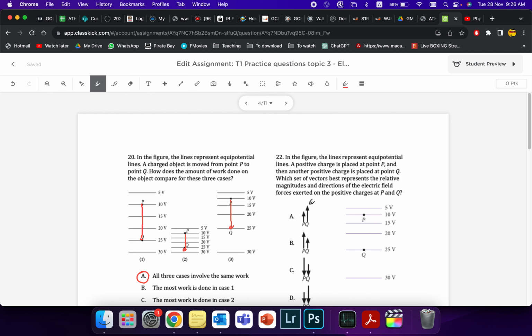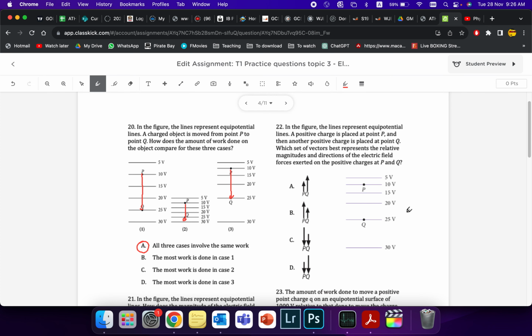Very nice. Over here, we're now comparing the magnitude. So we're not comparing which set of vectors represent the magnitudes and directions of the field's forces exerted on this. So we're trying to figure out the forces. So basically the idea is deciding which one has a stronger field around it. This one or this one. The formula would be F equals EQ.